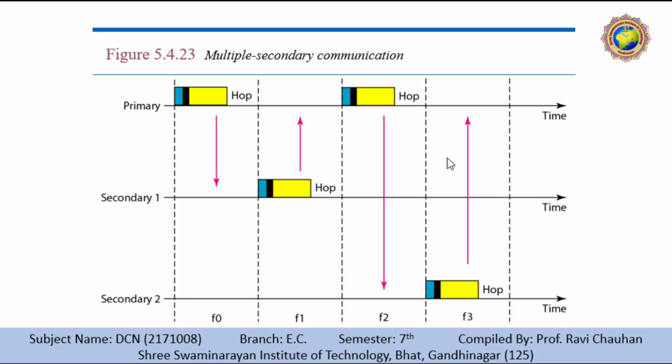When the primary selects a secondary, it also polls it. The next time the slot is reserved for a polled station to send its frame. If the polled secondary has no frame to send, the channel is silent.